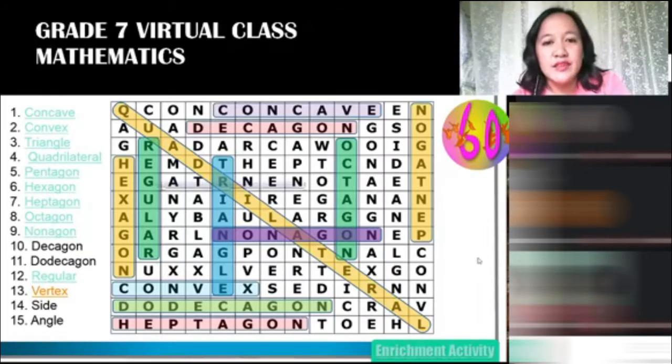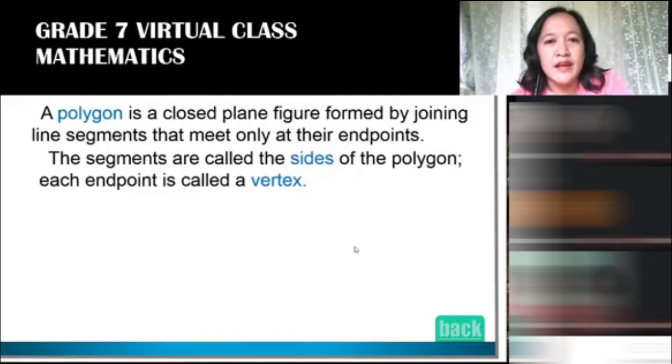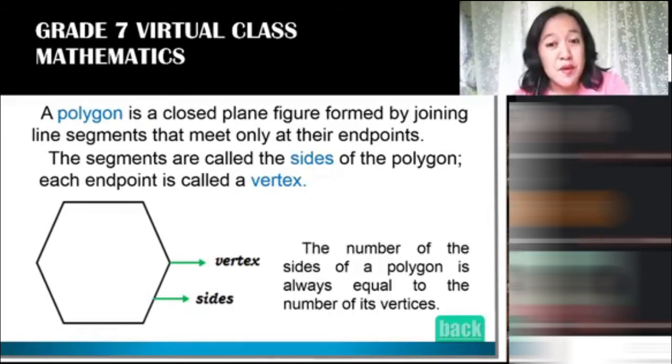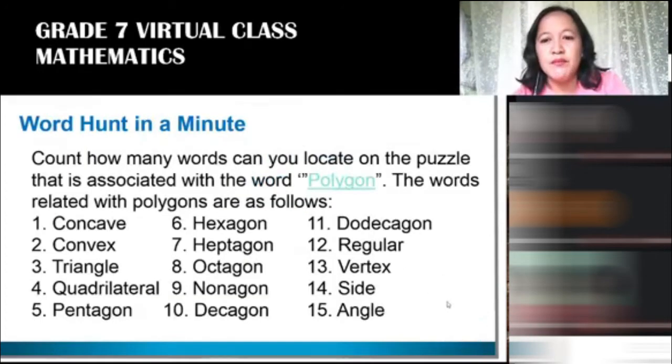And then our next word is vertex. We have the word side and the word angle. Okay. So katulad ng sinabi natin kanina, a polygon is formed by joining line segments that meet only at their endpoints. So these endpoints are what we call the vertex. And the sides, those are the segments. Okay. So remember, the number of sides of a polygon is always equal to the number of its vertices. Ayan, na-review na ba kayo dun sa ating mga words related with polygons, my dear students?